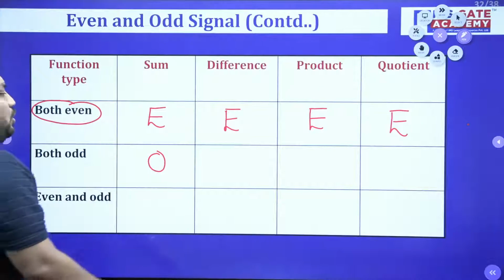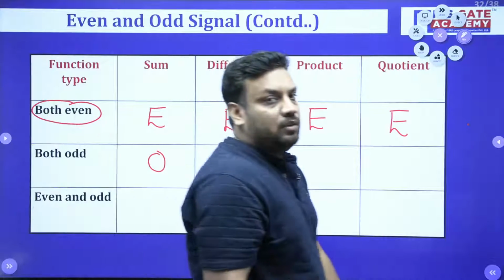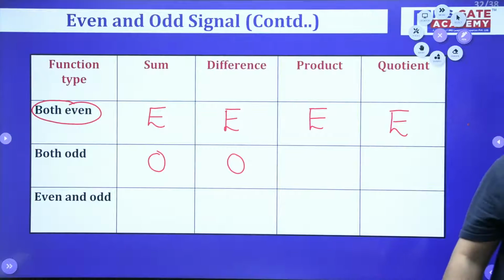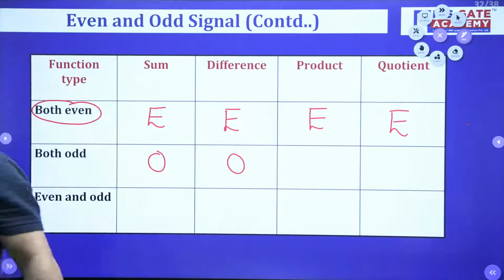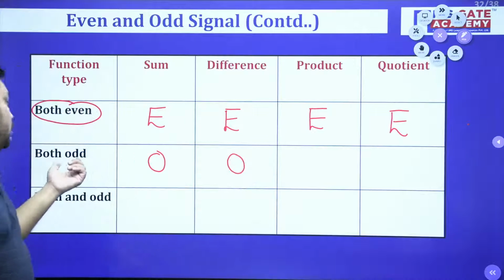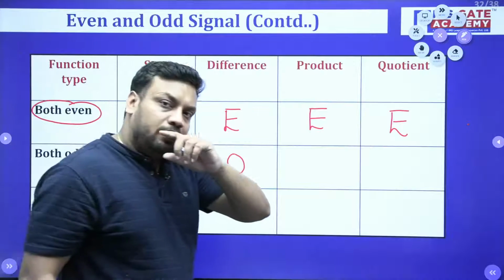Now odd minus odd is again odd. Odd minus odd is also an odd signal. Now what about odd into odd? Because both are odd, so what about odd into odd?